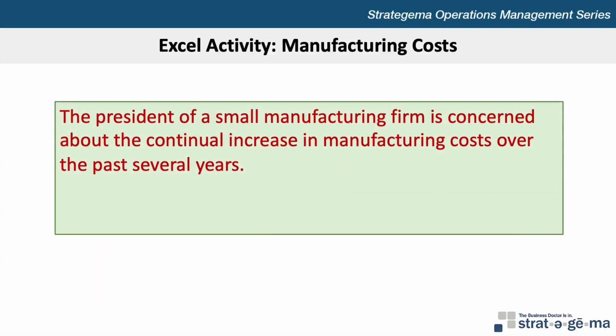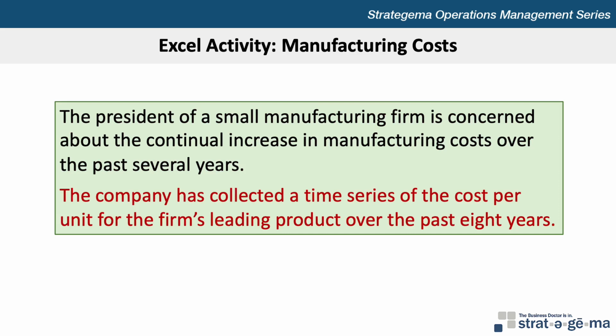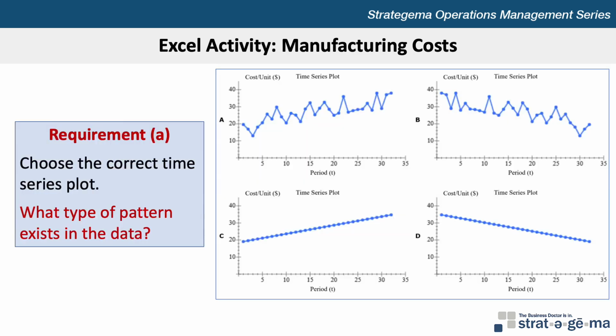The president of a small manufacturing firm is concerned about the continual increase in manufacturing costs over the past several years. The company has collected a time series of the cost per unit for the firm's leading product over the past 8 years. Complete the following requirements. A. Choose the correct time series plot. What type of pattern exists in the data?